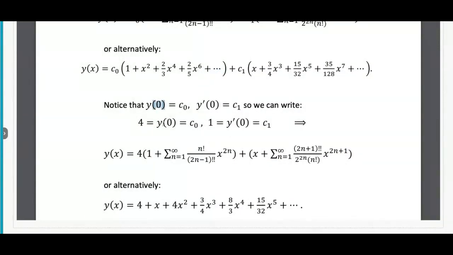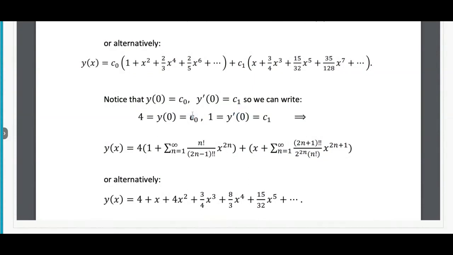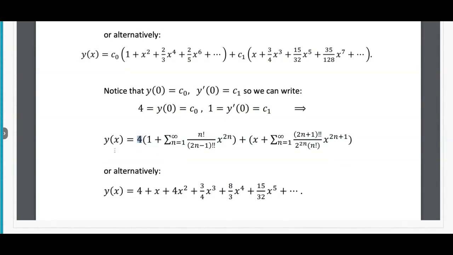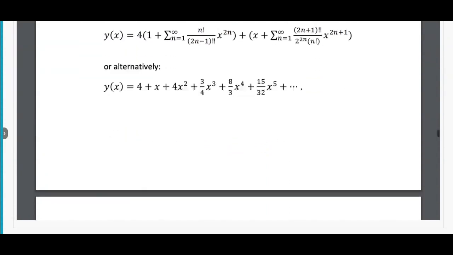So we're given initial values, right? y of 0 is 4, y prime of 0 is 1. So you can plug in that. That means C naught is 4, C1 is 1. So you can plug in C naught, and C1 is 1, we just don't have to write it. So the solution is a unique solution for the given two initial values. Or we can use dot dot dot to represent this series. Does anyone have any question? Okay, 5 more minutes.